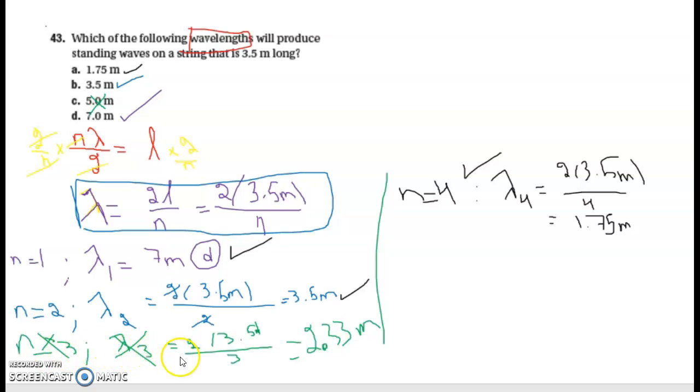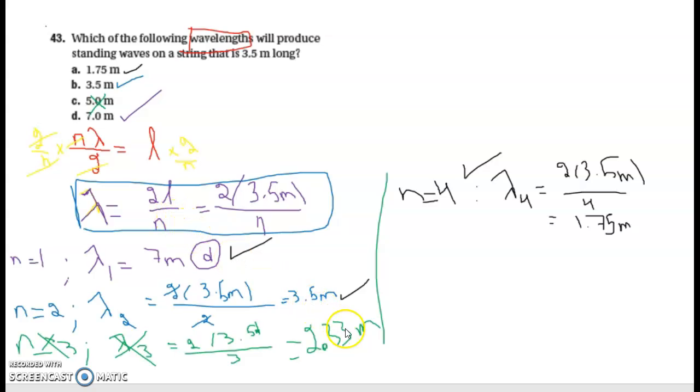Now for n equal to 3, substituting 3, it's 2.33 meters. Does it belong to the given choices? No, it doesn't. Now if you check the given choices, we have 3.5 approved and 7 meters approved. We still have 5 meters and 1.75 meters. Concerning 5 meters, we can directly eliminate it because it belongs to the interval between lambda 1 and lambda 2. As long as it's in the interval but doesn't equal one of the boundaries, it's not possible.